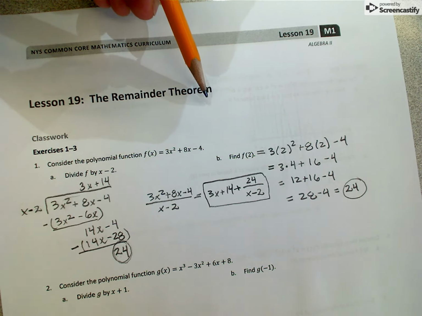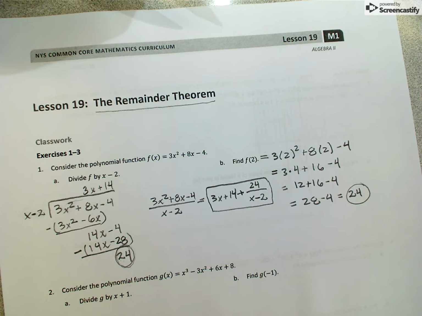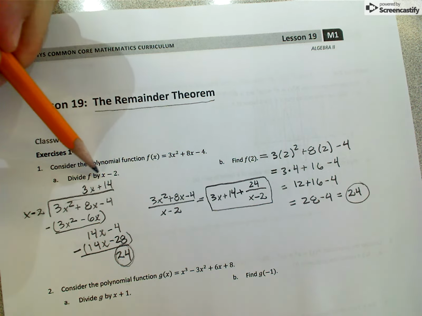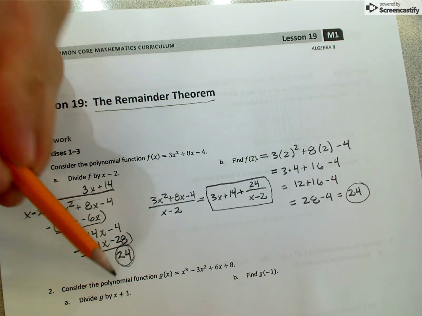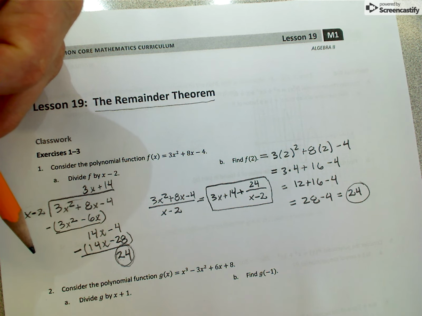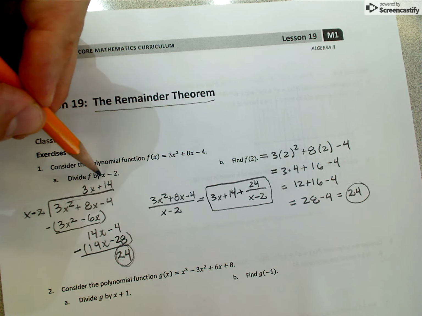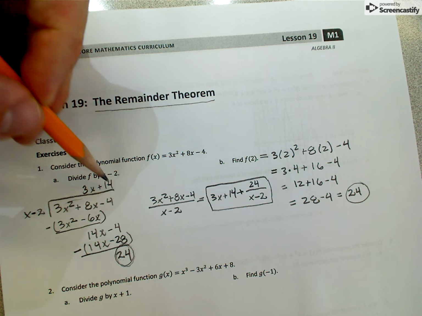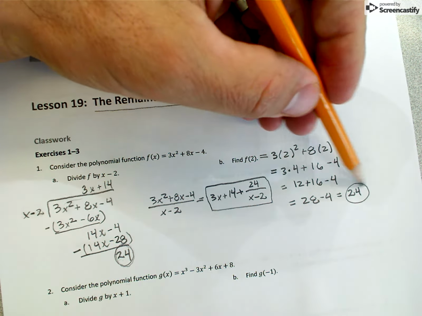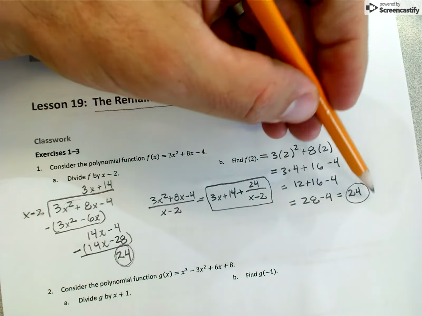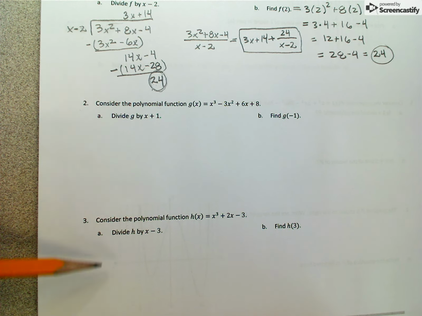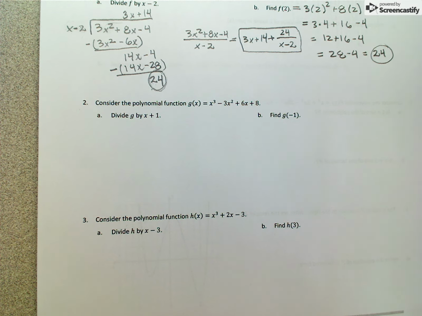So notice this lesson is called the remainder theorem. And basically what the remainder theorem says is that if you take a polynomial and you divide by a binomial, then you can determine what the remainder is going to be from that division simply by plugging in whatever value makes this binomial equal to 0. In our case, it's 2, so when I plug 2 into the original function, I get 24, which is also the remainder I get when I divide. So you can go ahead and demonstrate this by solving questions 2 and 3.